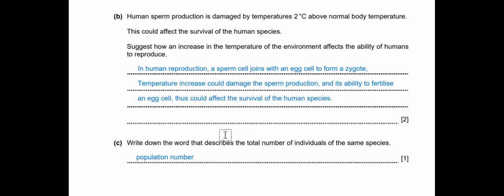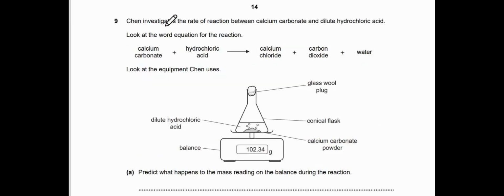Question C. Write down the word that describes the total number of individuals of the same species. So it is population or population number. Next. Question 9. Chen investigates the rate of reaction between calcium carbonate and dilute hydrochloric acid. Look at the word equation for the reaction. Calcium carbonate plus hydrochloric acid produce calcium chloride, carbon dioxide, and water.